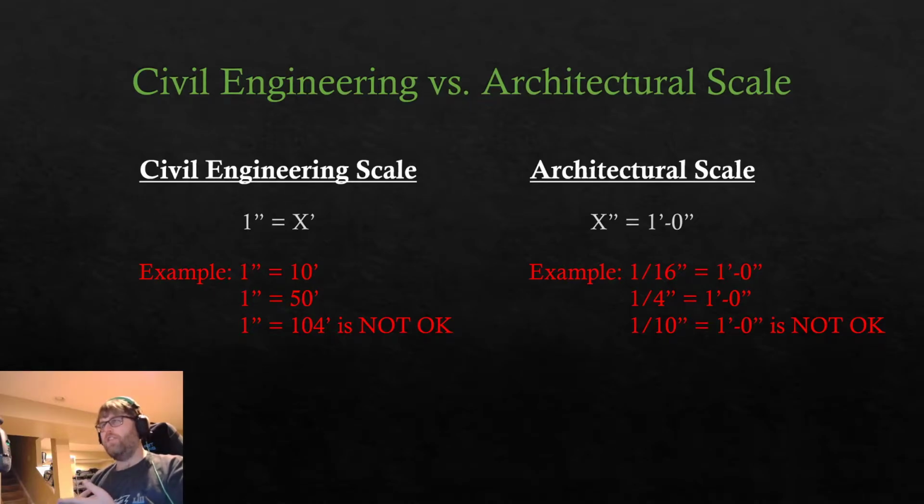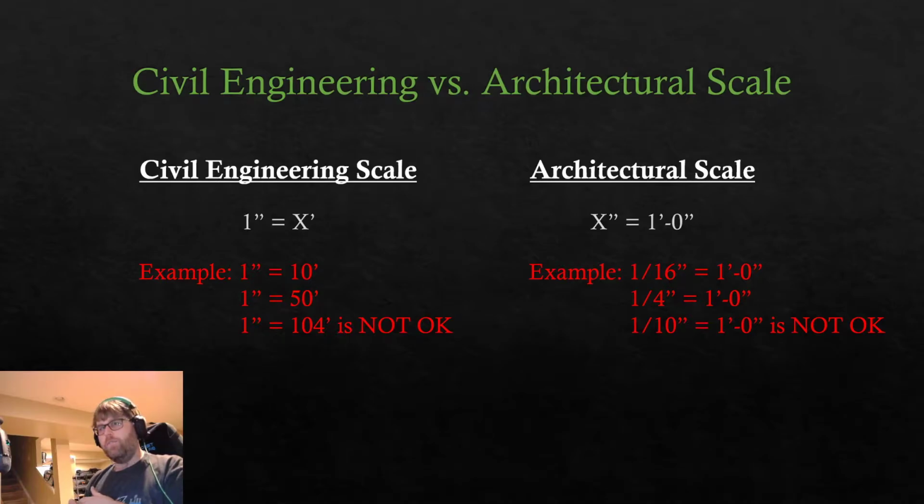Typically, in terms of civil engineering scales, I'll do 1 inch equals 1, 2, 3, 4, 5, 6, 7, 8, 9, 10 feet, and then I may go up by like 5, so like 10, 15, 20, 25, 30, and so on and so forth. You kind of get a feel for what seems reasonable.